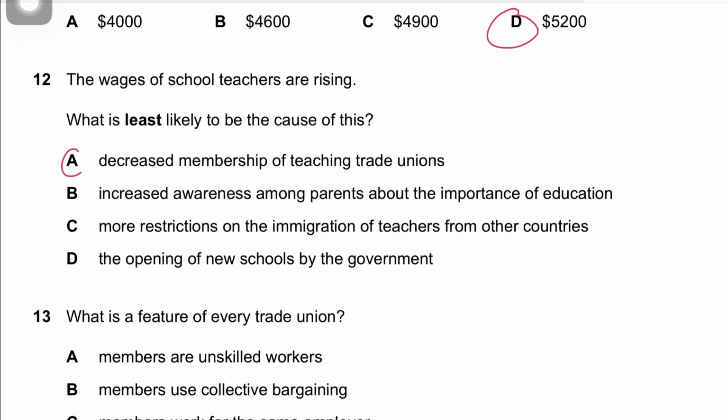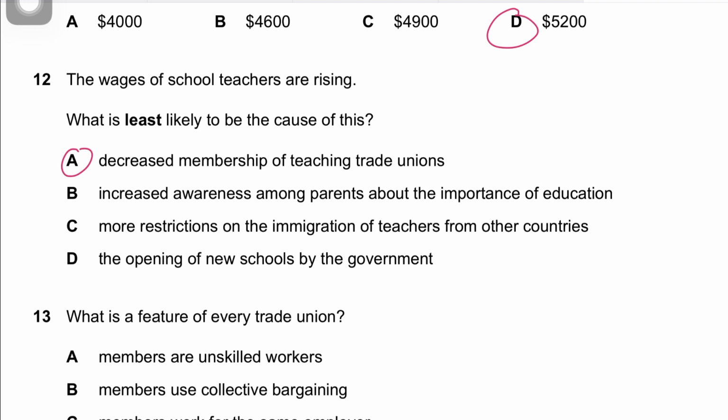So the answer has to be A for alpha, decreased membership of teaching trade unions, because they're asking what is the least likely factor that is causing teacher wages to rise. So trade unions negotiate for higher wages through collective bargaining, right? So if trade union membership decreases, then the union becomes weaker and the bargaining power of the union will fall. And obviously it means that it becomes harder to obtain a wage rise, right? Therefore, a decrease in trade union membership is unlikely to cause wages to rise. That's what makes A the correct answer.